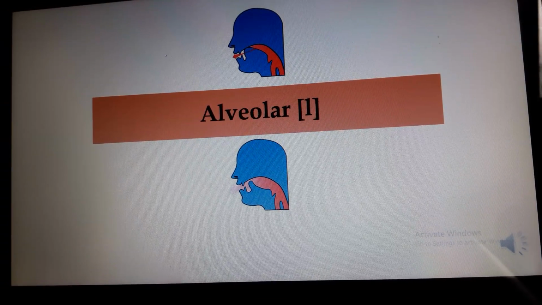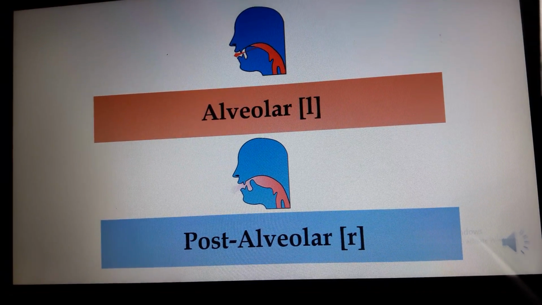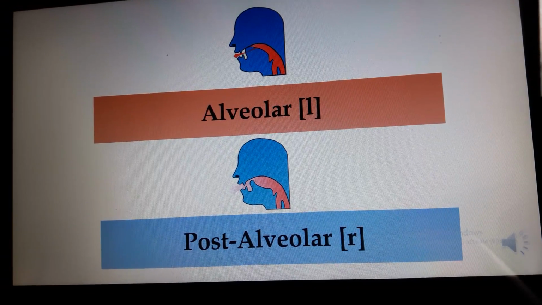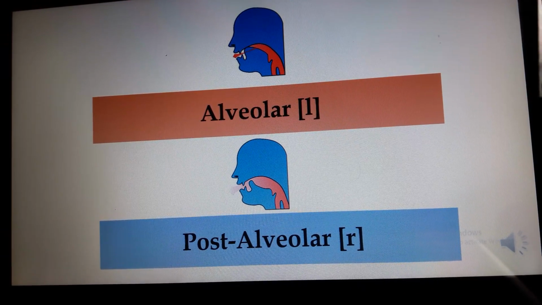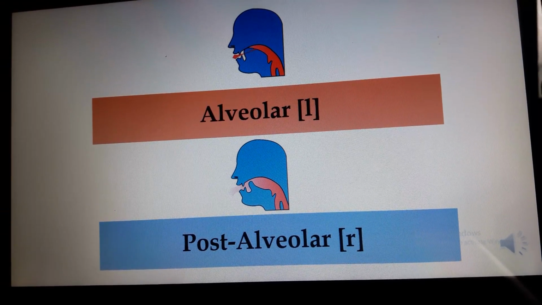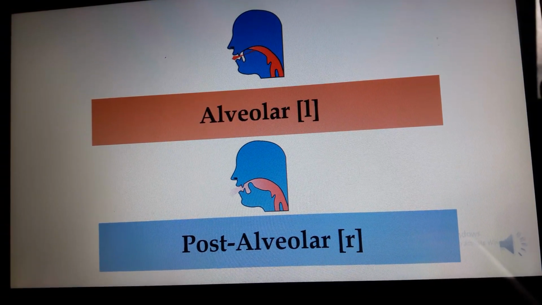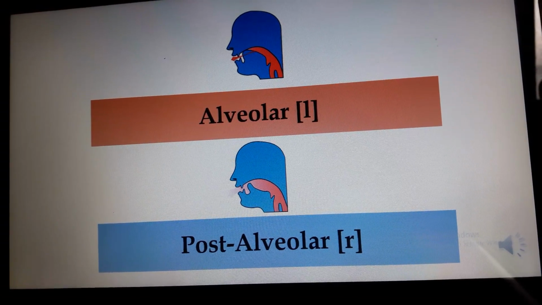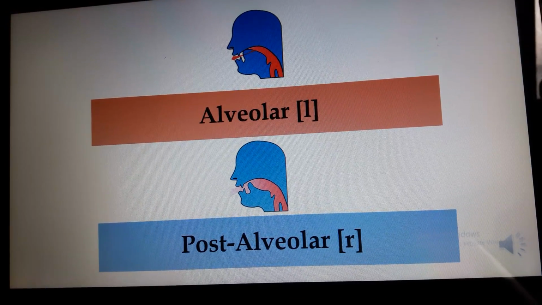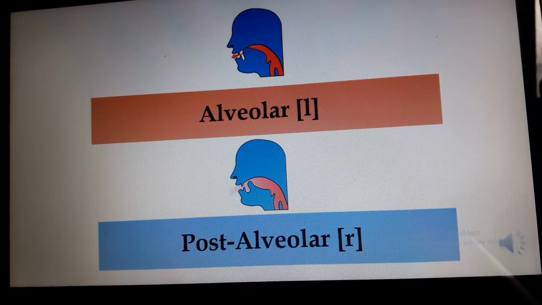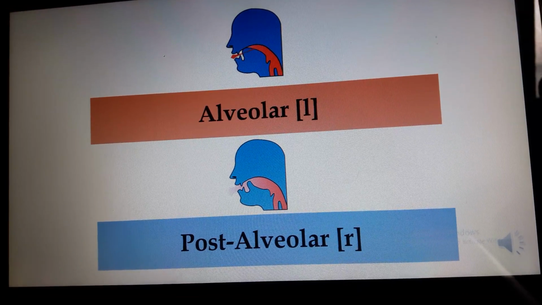And the second picture is post-alveolar with the consonant R. The tip of the tongue is held in a position near the rear, not touching the back part of the alveolar ridge. The top palate is raised and the air flows flatly between the tip of the tongue and the hard palate.